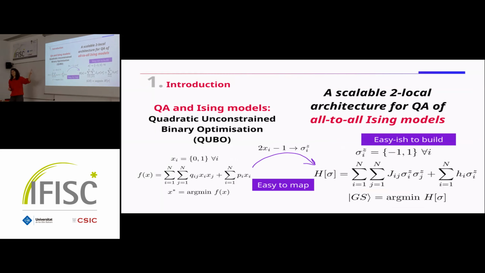Yeah, I said easy-ish to build because obviously it's quantum technologies, nothing is easy. But it is true that this kind of Hamiltonian is actually the easiest to engineer in many platforms already today. And this, yeah.